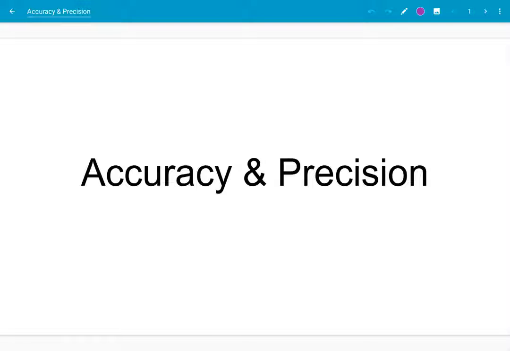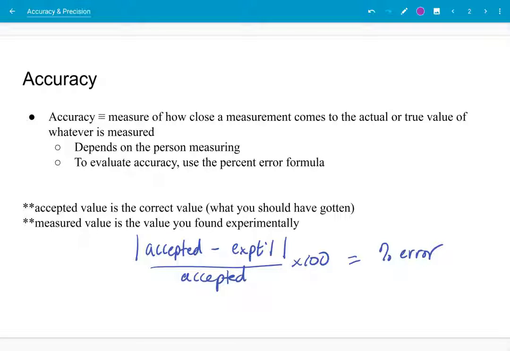Accuracy and precision is something that we're going to use within lab quite a bit. Accuracy is a measure of how close a measurement comes to the actual or true value of whatever is measured. If you ever see this triple equal sign, that means it is a definition. Accuracy will depend on the person measuring, and to evaluate accuracy, we're going to use the percent error formula.